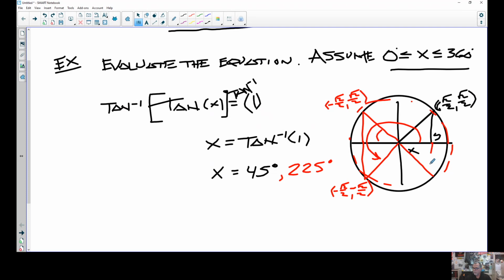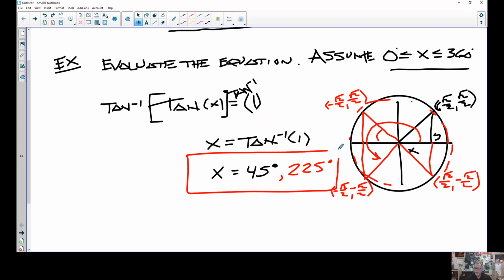Over here, what do we know? We know that this is root 2 over 2, negative root 2 over 2. So again, here, the tangent, they're the same quantity, opposite signs. So this would be a tangent of -1 as well. So for tangent equal to 1, we have two solutions in that range from 0 to 360. All right, so that's our first one.